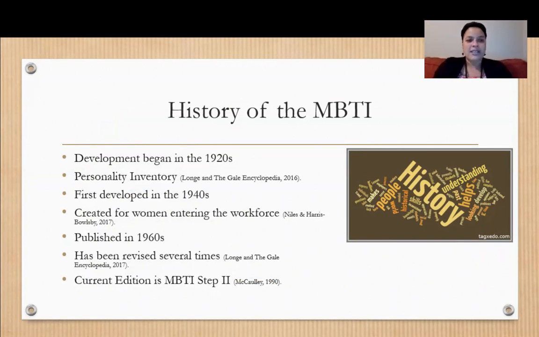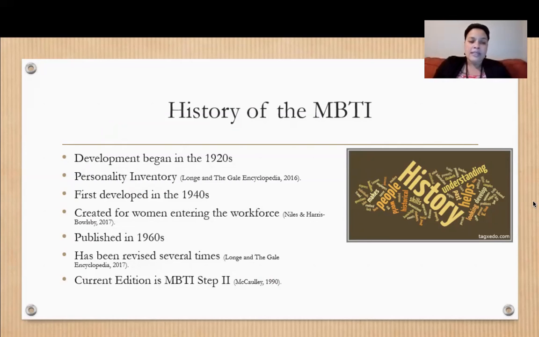History of the MBTI. The Myers-Briggs Type Indicator Personality Inventory began its development by Catherine Cook Briggs and her daughter Isabel Briggs Myers in the 1920s. It is a personality inventory based on the theories proposed by Carl Jung. It seeks to learn how individuals understand their world, people in it, and how these perceptions affect their choices and decisions. In essence, it seeks to discover an individual's psychological core or makeup.